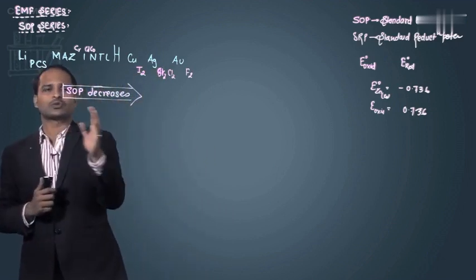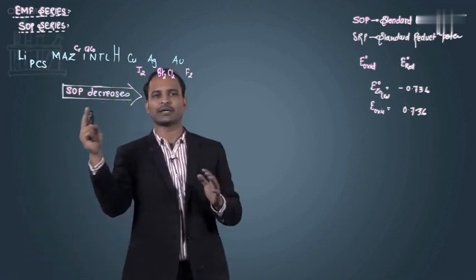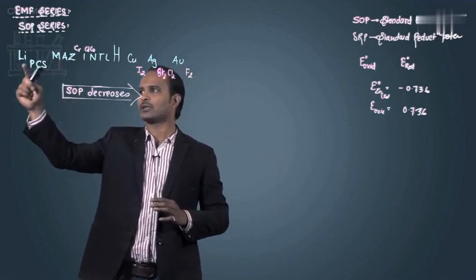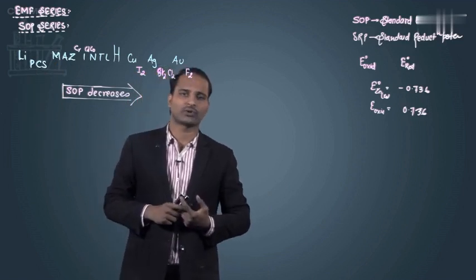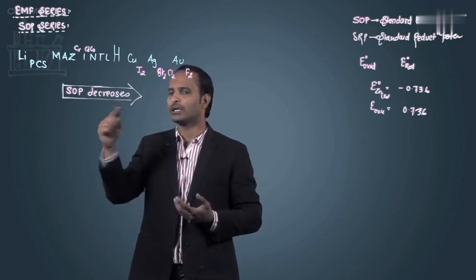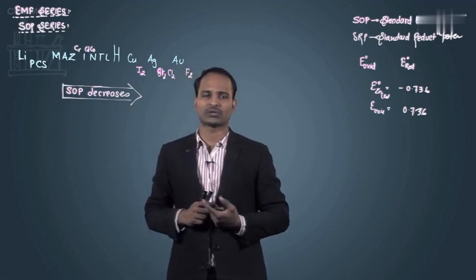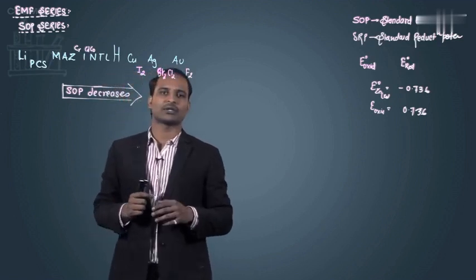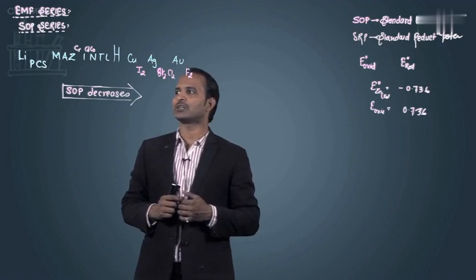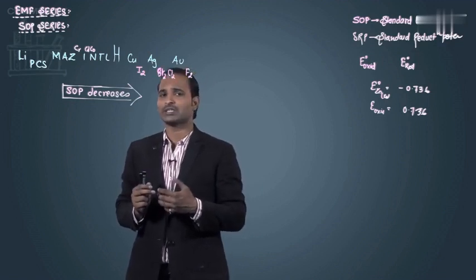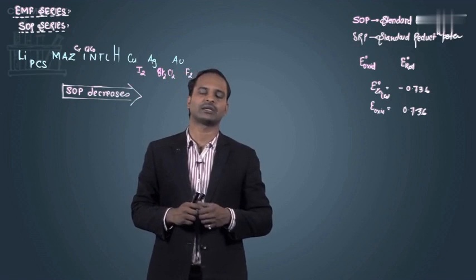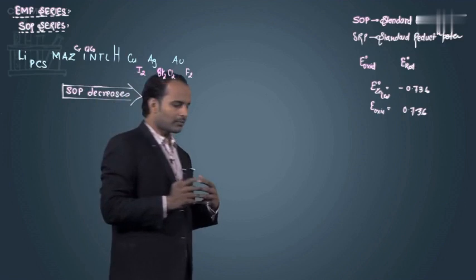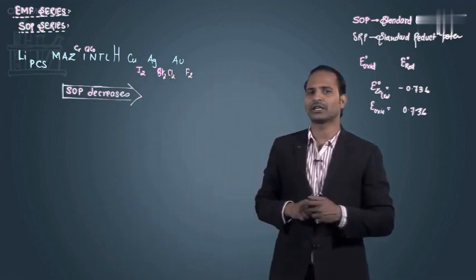Okay, now this is the SOP value. SOP decreases, which means SRP is increasing. From lithium to magnesium, who has more tendency to oxidize? The answer is that SOP decreases, so lithium has more tendency to oxidize. That means lithium will oxidize and magnesium will reduce. Magnesium has a lower tendency to oxidize, which means it has a higher tendency to reduce.